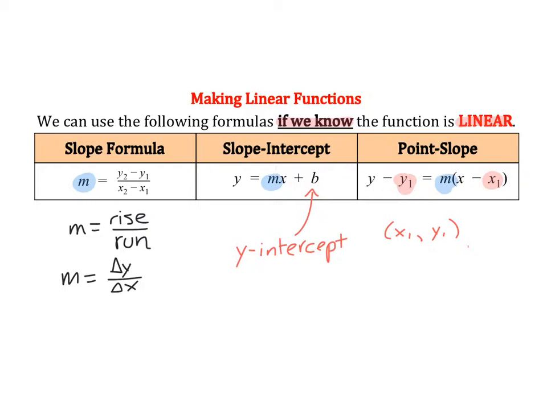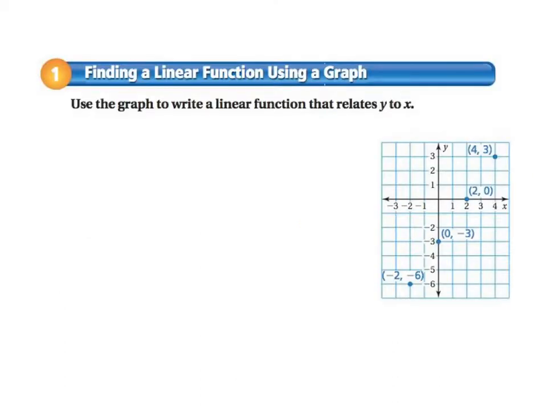So let's see if we can look at this graph, which we're told is a linear function, and let's see if we can write an equation that relates y to x. So we are just going to use y equals mx plus b. So we're going to use our slope-intercept form to make this function. So first, of course, we need to find our slope. Now we can do this in two different ways.